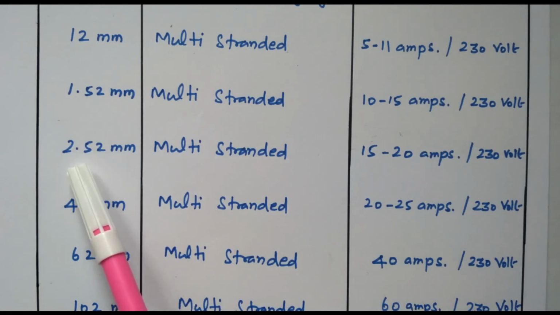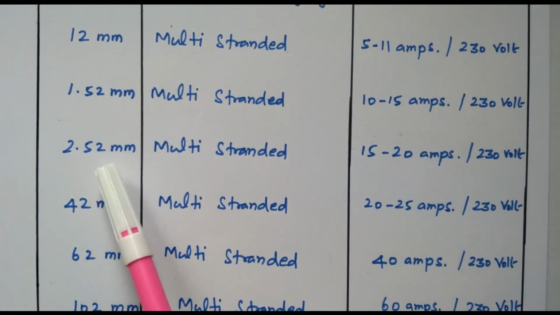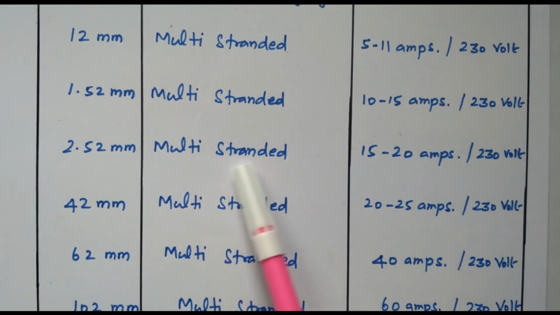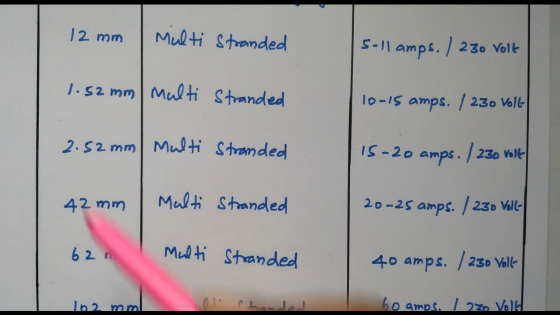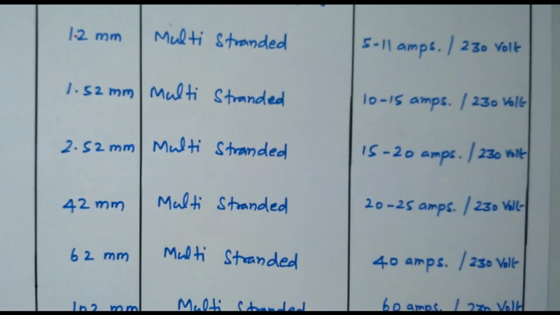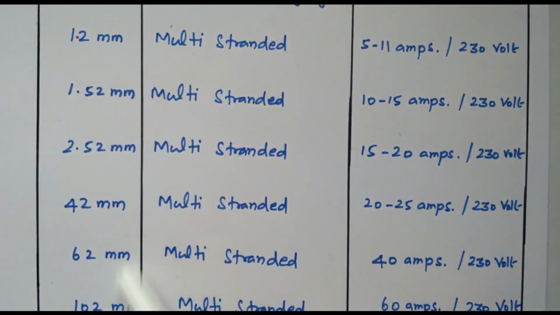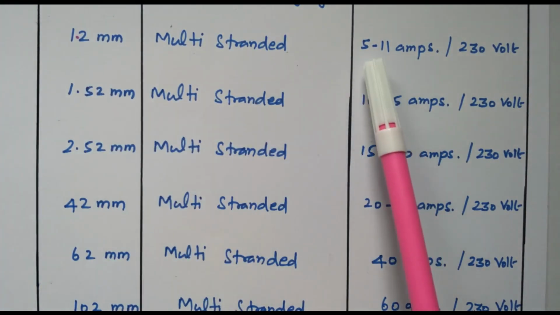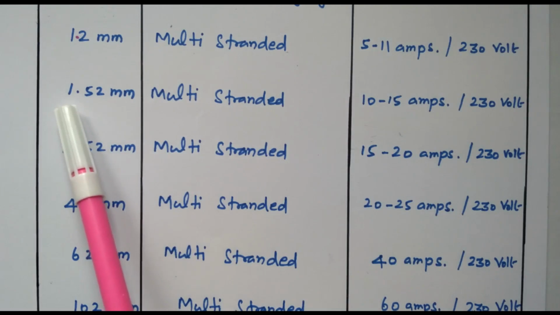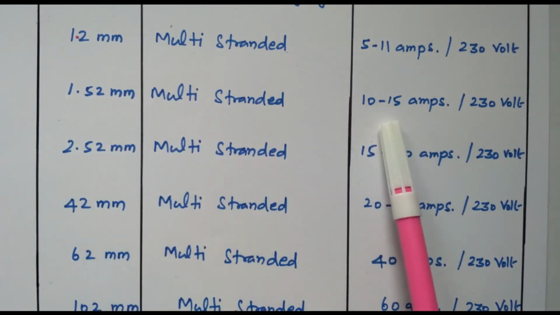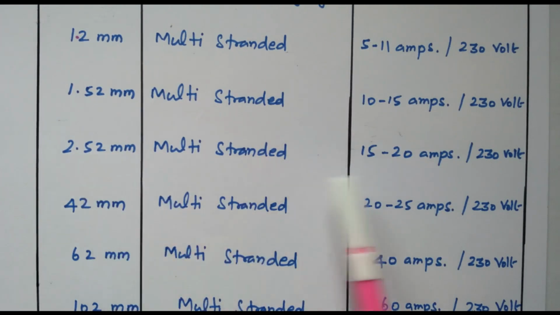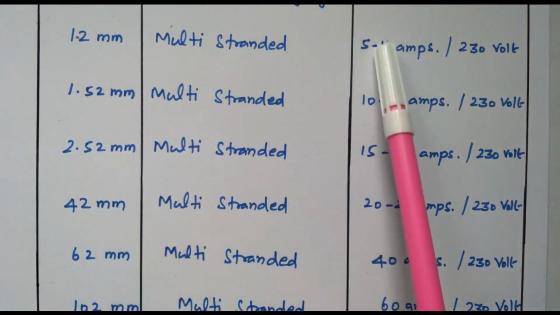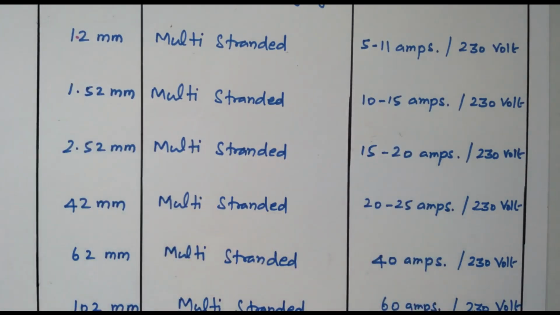The third type is 2.5 millimeter with multi-stranded, n number of coils. The first one is not 12 millimeter, it is 1.2 millimeter. So when the millimeter size increases, the current increases. 1.2 millimeter is able to carry 5 to 11 amperes, 1.5 millimeter means 10 to 15 ampere, and 2.5 means 15 to 20 amperes. So as the size of the conductor increases, the ampere also increases.